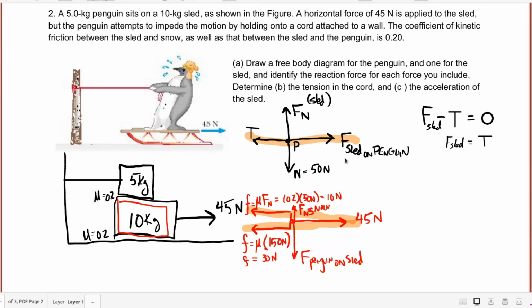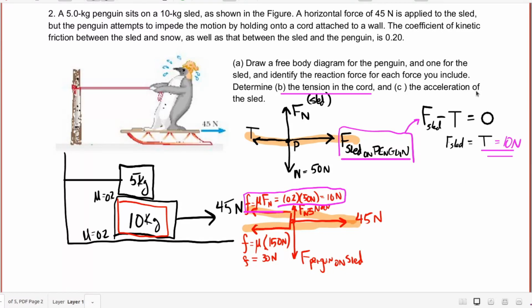Now we want to make note of an important action-reaction force pair here, the force of the sled on the penguin, which is a force parallel to the interface between the penguin's feet and the sled, and the force of friction here. So these two forces are equal but opposite, this friction force and this friction force here. This is the force that I've called F, so I know that it's equal to the tension. Since I already know what this friction force is, that tells me that the tension is 10 newtons. So that has solved part B of this question.